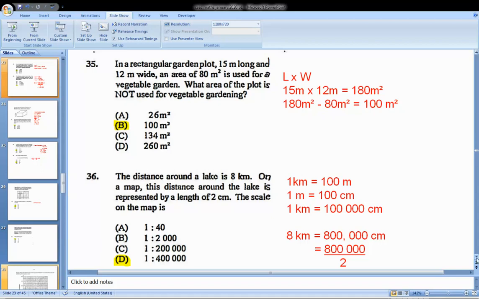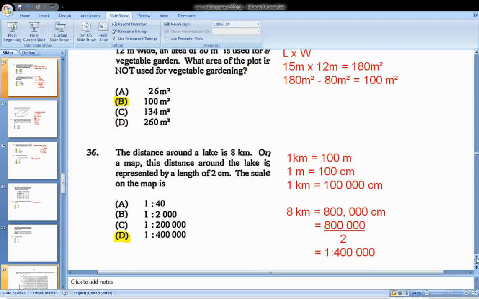36 says the distance around a lake is 8 kilometers. On a map, this distance around the lake is represented by a length of 2 centimeters. The scale on the map is... So we know that 1 kilometer is equal to 1,000 meters, 1 meter is equal to 100 centimeters, so 1 kilometer is equal to 100,000 centimeters. So we have to convert.